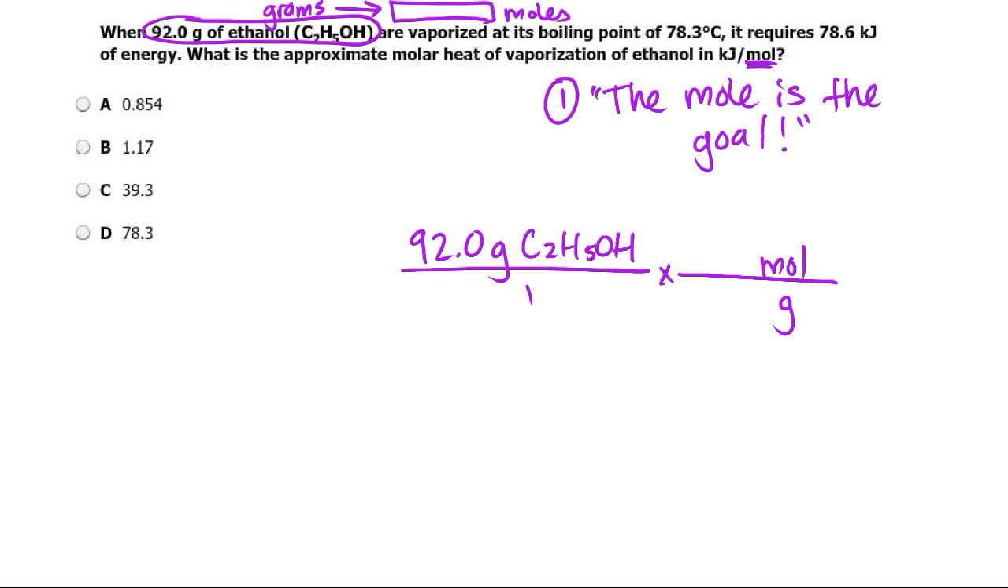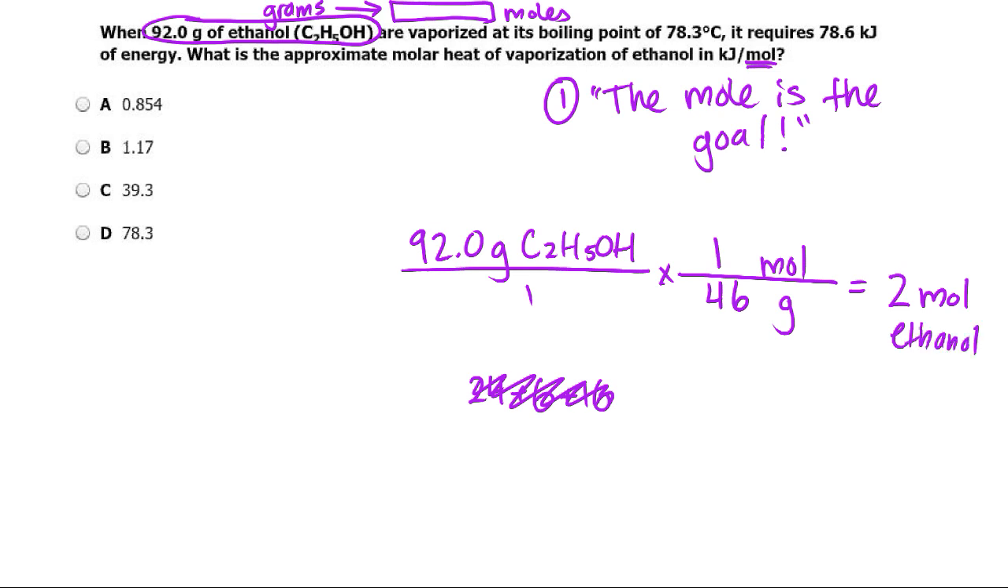The molar mass of ethanol, I'm going to ask Google to save some time. Actually, I'll just figure it out real quick. The molar mass of ethanol is about 24 for the two carbons, plus 6 for the hydrogens, plus 16 for the oxygen. So it's about 46 grams per mole. The number actually works out really nicely. 92 divided by 46 is just 2. So I know that I have 2 moles of ethanol.